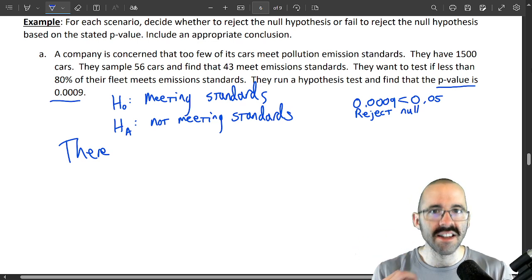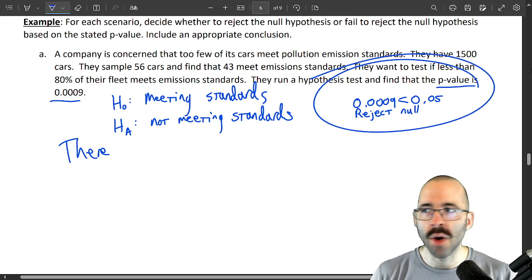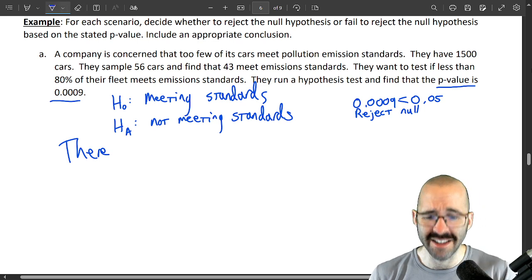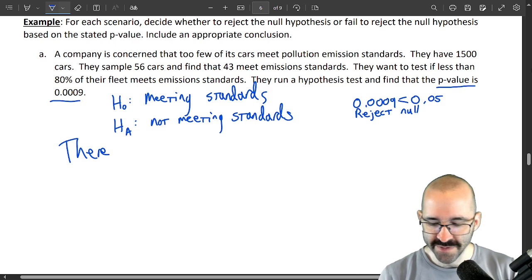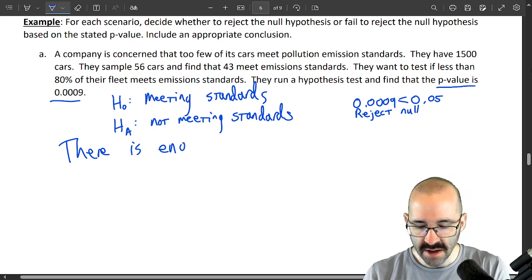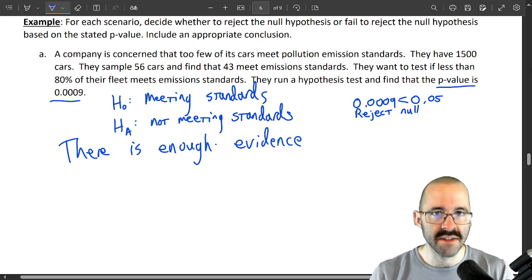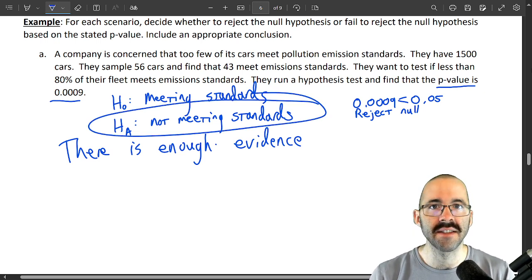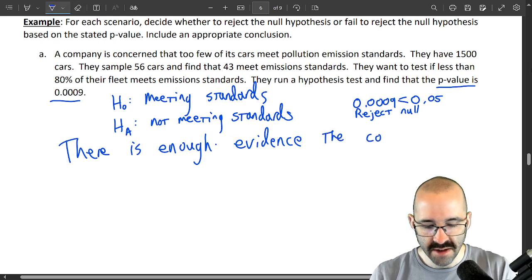But the conclusion is a sentence that anyone can understand. You tell a normal person the technical version, they're going to look at you and say, what the heck are you talking about? But this next sentence that we're about to write is understandable by hopefully everyone. There is enough evidence to say the alternative hypothesis. There's enough evidence the company is not meeting emission standards.